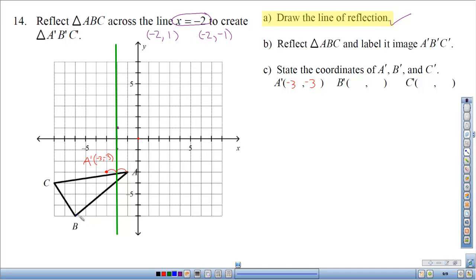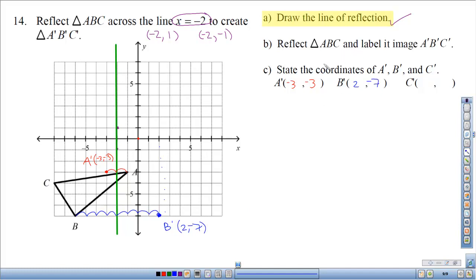All right, let's do point B. So how far over is it? 1, 2, 3, 4. I'm going to go 1, 2, 3, 4. There is point B prime. And it's over 2, and it's down 1, 2, 3, 4, 5, 6, 7 to -7. I'm kind of filling in these coordinates on part C.